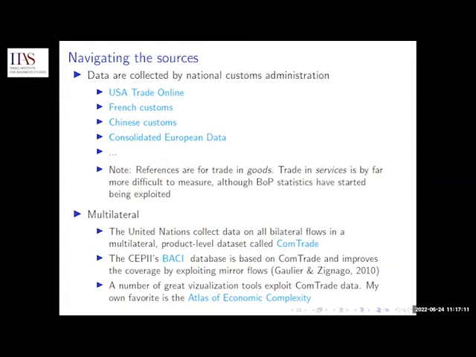Yes? I was just curious how the UN gets their data. So they're basically collecting from all customs administrations and harmonizing everything to constitute this Comtrade. And as I will explain before, something that is nice with international trade is that the product nomenclature is harmonized at the international level, so that the definition of products is the same across all customs administrations.